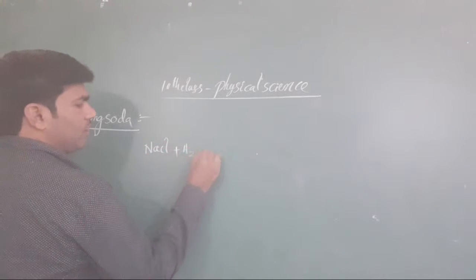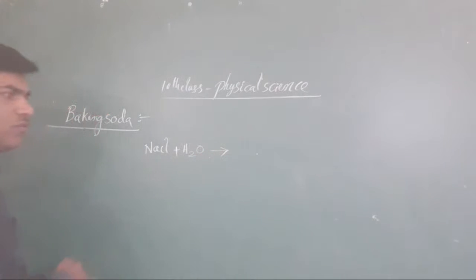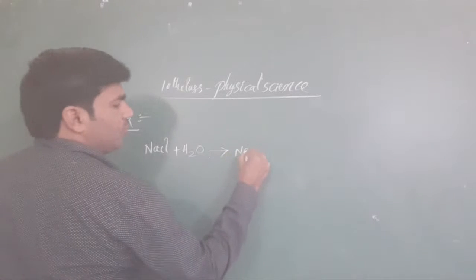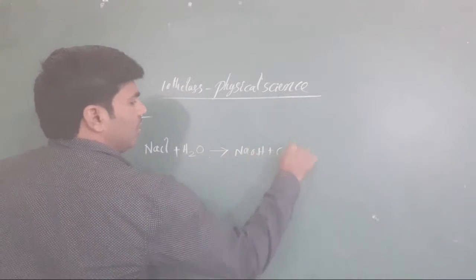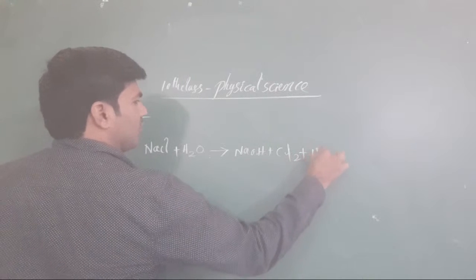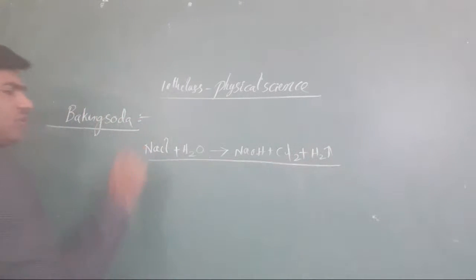We start with NaCl. Sodium chloride is combined with water. What does it produce? NaOH is produced, as well as chlorine gas and hydrogen gas. This is the first set of products we get from the common salt.